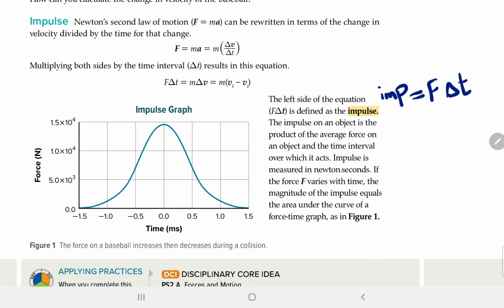And what's the unit for the impulse? We know that the unit of the force is Newton, and the unit of delta t, the time, of course, is second. So the unit of the impulse is equal to Newton multiplied by second. Impulse is measured in Newton seconds.